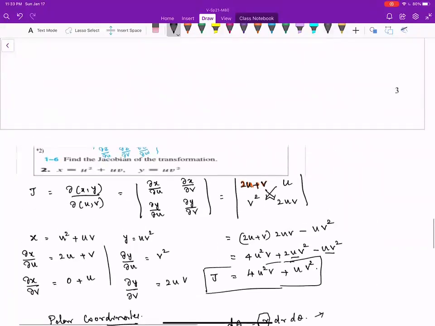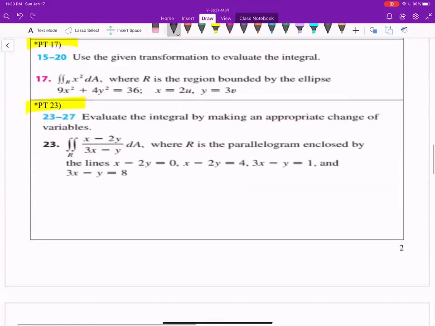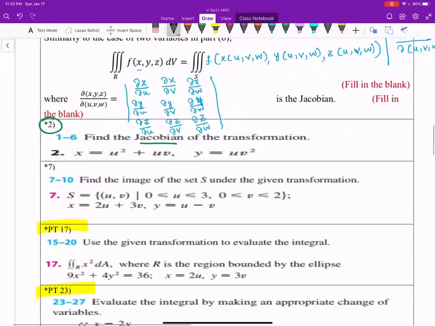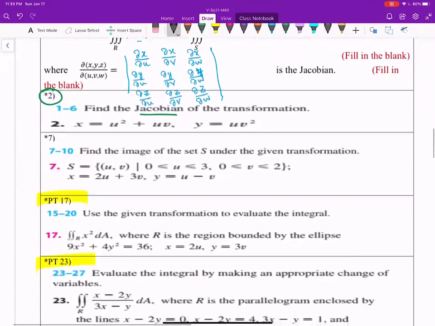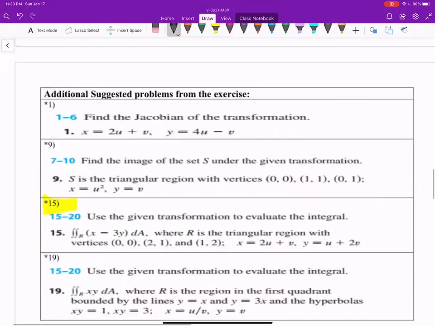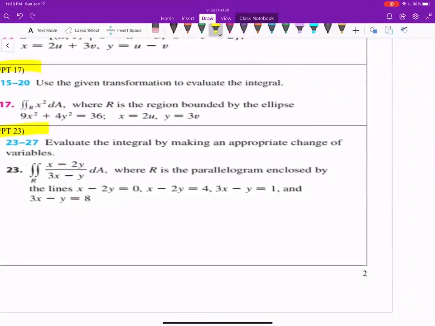In addition to these, there are some problems done in the videos for the section, which are problem number 17, problem number 23, problem number 15 from the additional suggested problems. You can see all these problems that are highlighted here in the videos for the section.